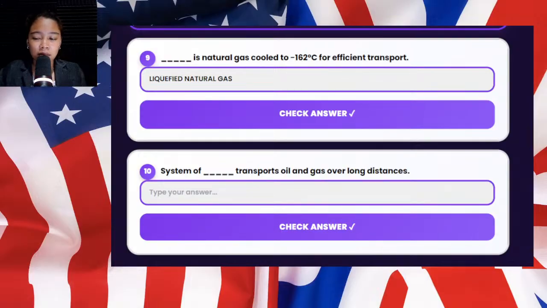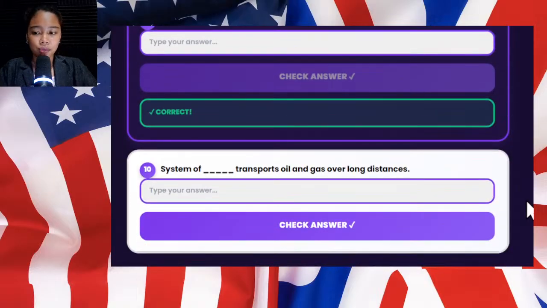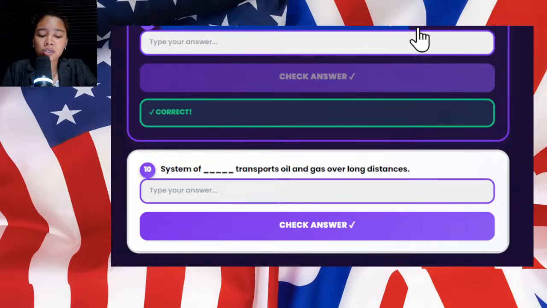The main point of having liquefied natural gas is for transportation of energy across oceans, because natural gas is usually a gas, so it is typically moved through pipelines. However, you cannot build a pipeline across an entire ocean. This is where LNG technology becomes a vital service for global energy. Okay? So that is liquefied natural gas. Let's check our answer. That is correct. Liquefied natural gas or LNG is a natural gas cooled to negative 162 degrees Celsius for efficient transport.